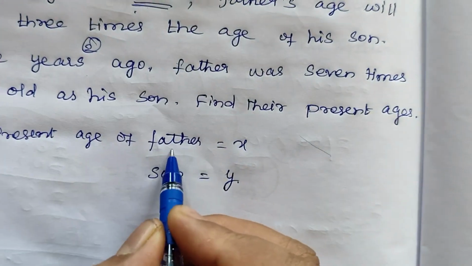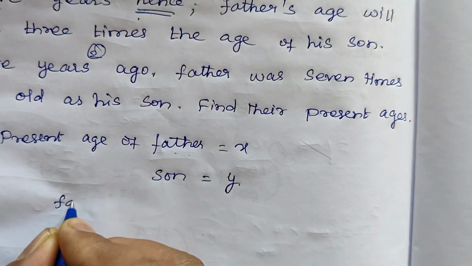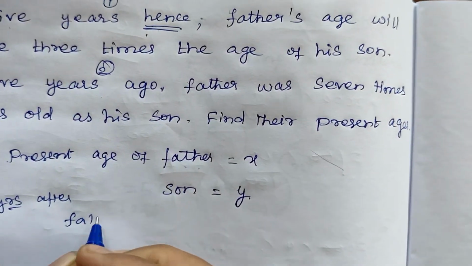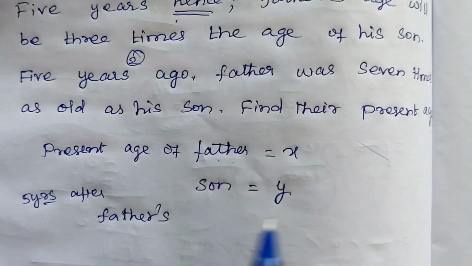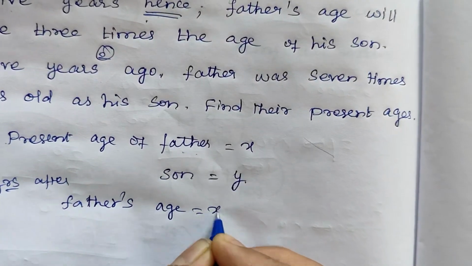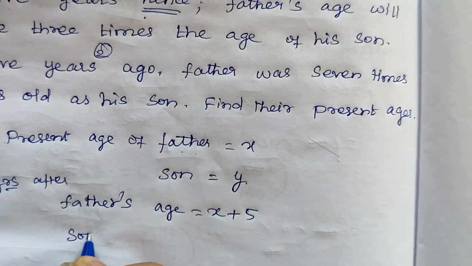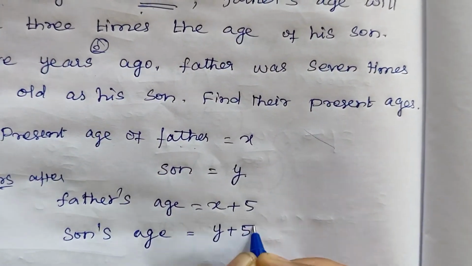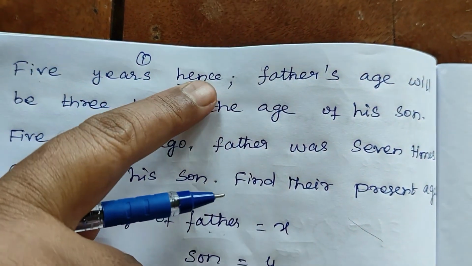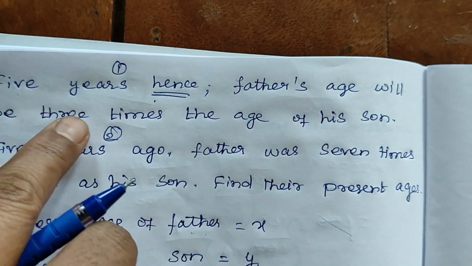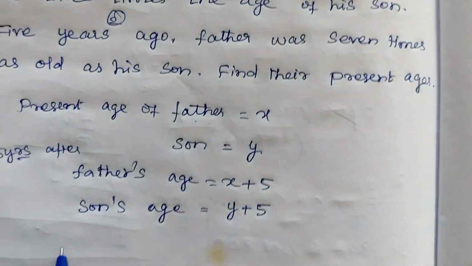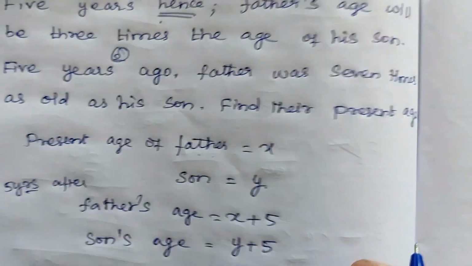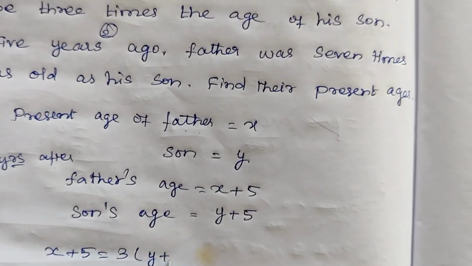5 years after, father's age is x plus 5. In the same way, son's age is also y plus 5. Now what is the condition given? 5 years hence, father's age will be 3 times the age of his son. Father's age is x plus 5, and son's age is y plus 5.